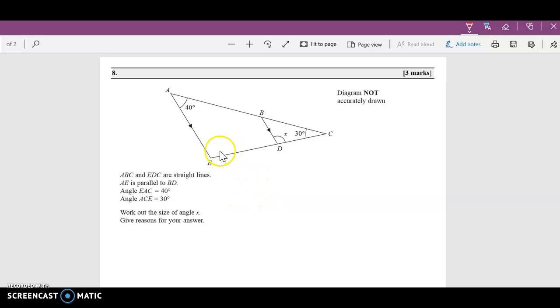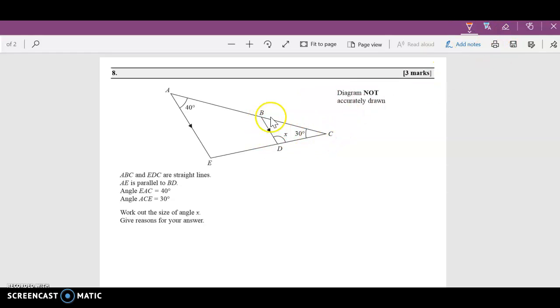Okay, so here is your solution. Here are my parallel lines. I know that ABC is a straight line and EBD is a straight line. I know that AE and BD are parallel lines, and I've got some angles in here, 40 and 30. Find X. So we know that we've got a triangle here.